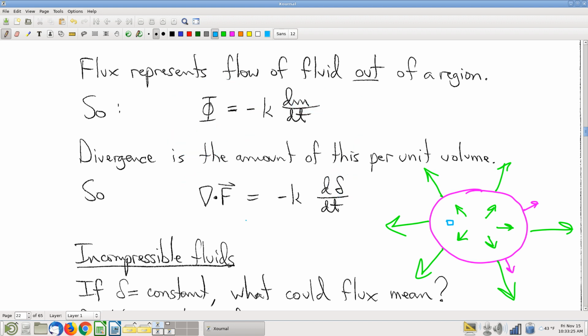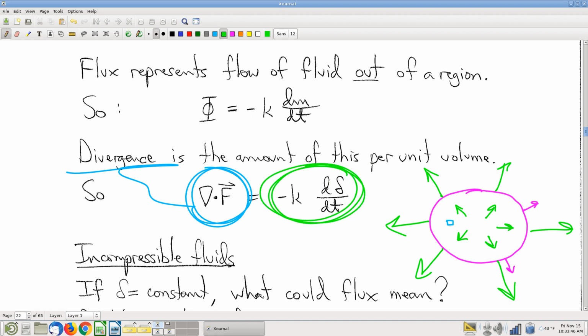This picture, this geometric context for thinking about Gauss's divergence theorem, gives us a geometric interpretation of divergence. With this scenario that we've created, divergence tells you how fast density is decreasing locally.